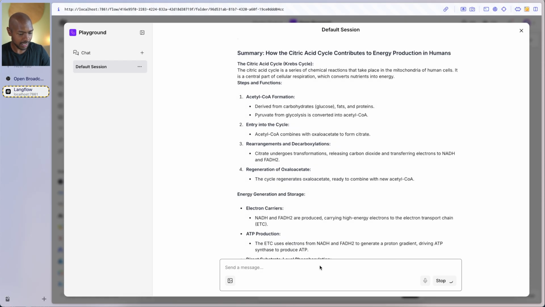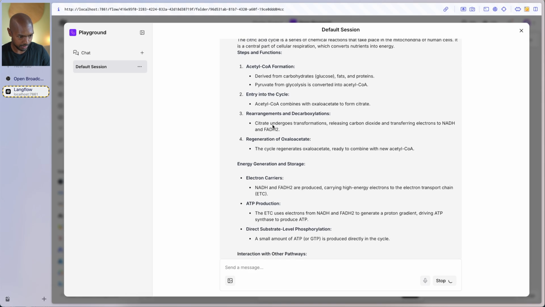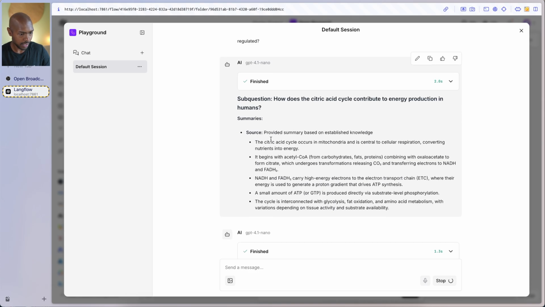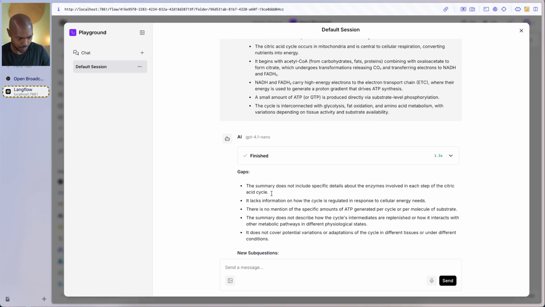So this is what we talked about with fault tolerance. This agent, for some reason, can't access the internet, but it's going to provide data from its own knowledge base instead. So here, these are the steps and functions that answer the first question, and so on. And then it passes it on to the third question, which is the summarization agent. So it provides a summary based on all of the established knowledge, which is great. A lot of this is true.